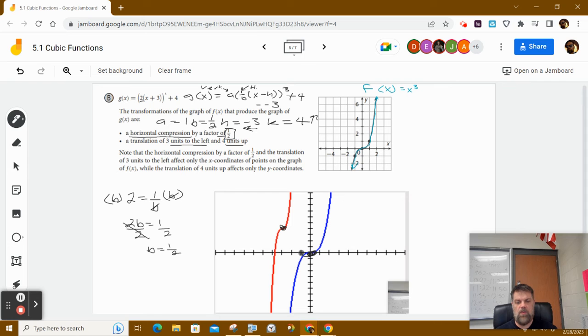But notice that I went 1, 2, 3 units to the left. Then from here I went up 1, 2, 3, 4 units up. This compression of 1/2 is I'm taking that blue line and making it 1/2 the width. And that's our red function. So we're shifting it up and over, and then we're narrowing it by a factor of 1/2. And that's it. So these are a little bit harder to transform, but not really.